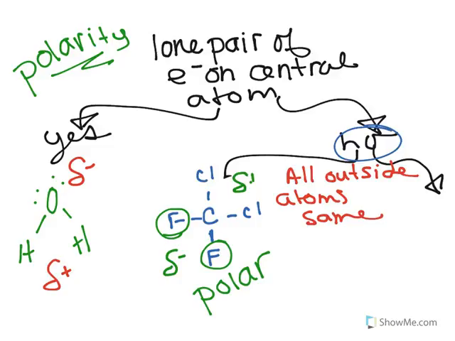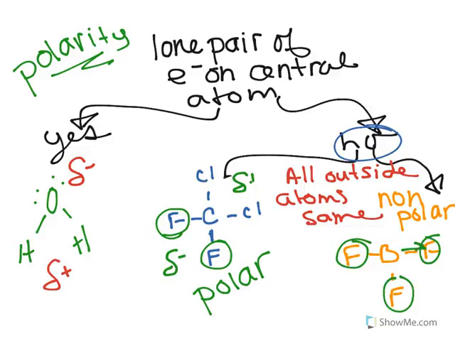But if all the outside atoms are the same, it would be a non-polar molecule. So something like BF3. Right? That's an exception to the octet rule. It's stable with only 6 electrons. But because these fluorines are all pulling electron density away from boron with exactly the same force in exactly opposite directions, 120 degrees from each other, this is like a tug of war that no one is winning. So this would be a non-polar molecule.